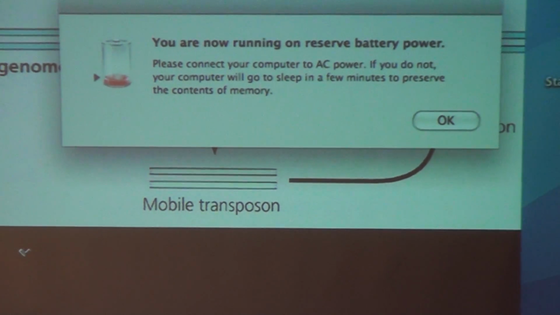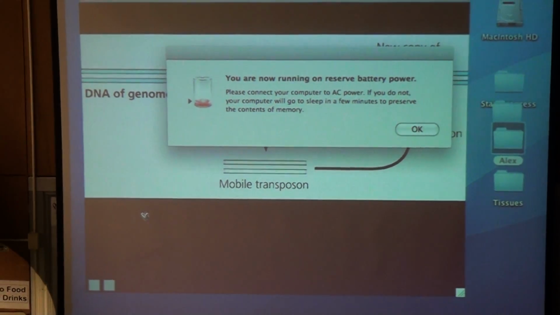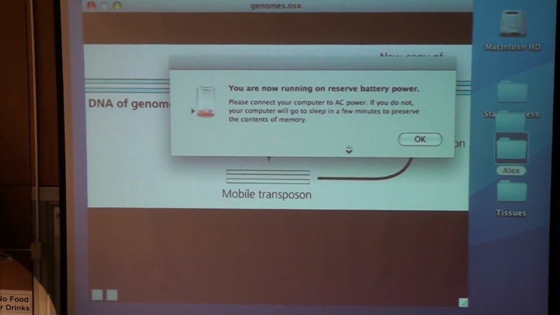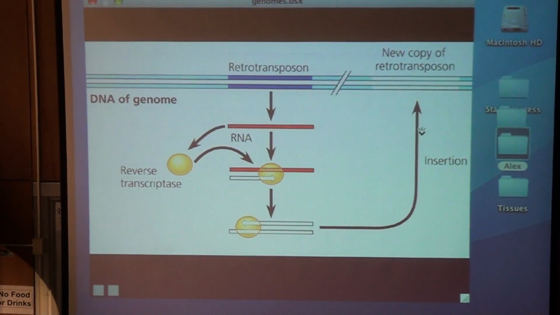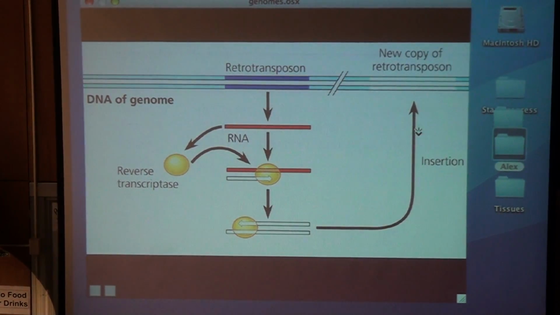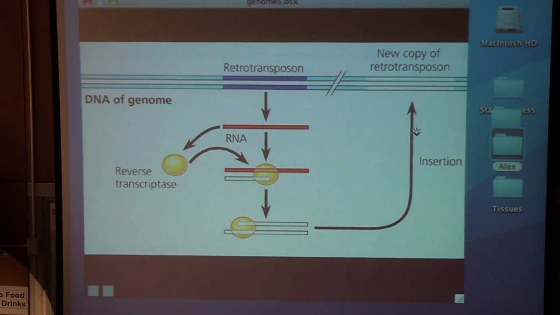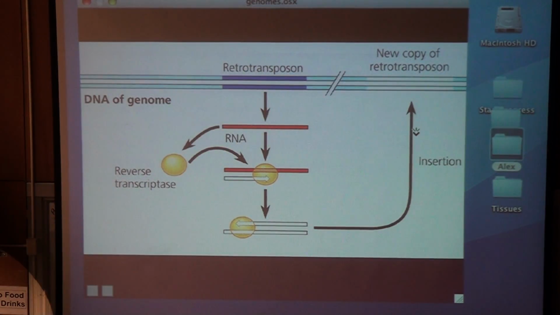Retrotransposons are kind of similar in concept, but they have a twist to them. There's an RNA intermediate involved in the process with the retrotransposons. And there's also the reverse transcriptase enzyme. And remember that, we've discussed that a couple times. That's the enzyme that can take a piece of RNA and convert it into DNA.